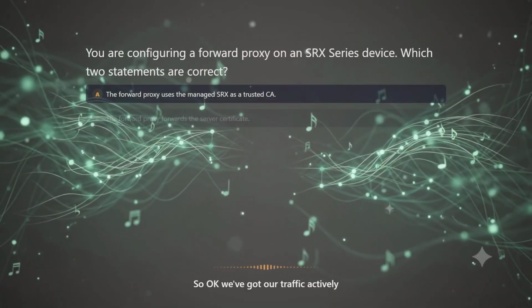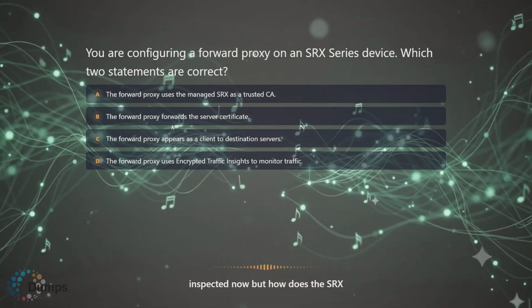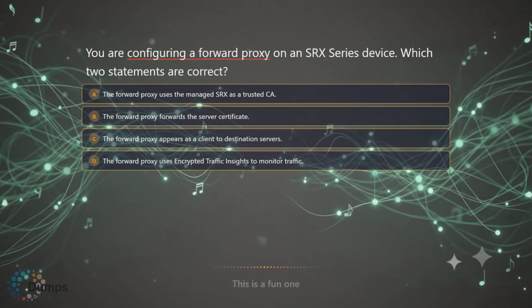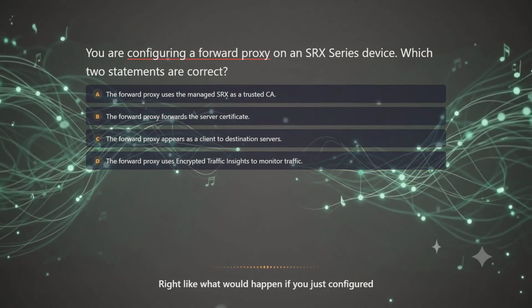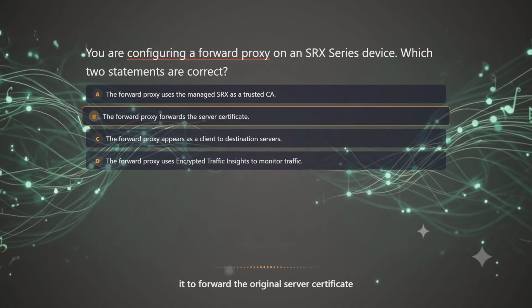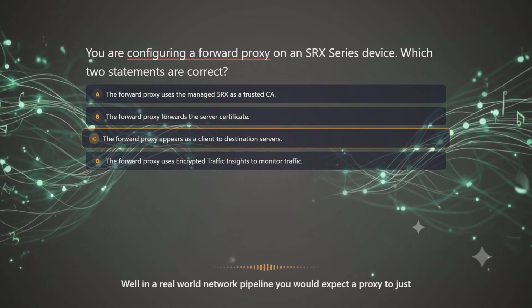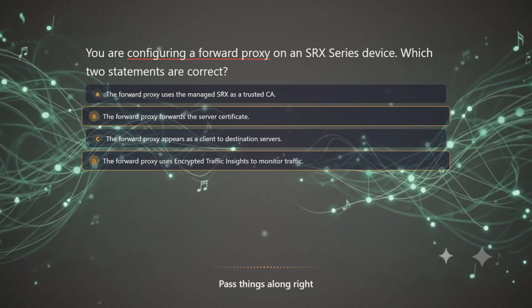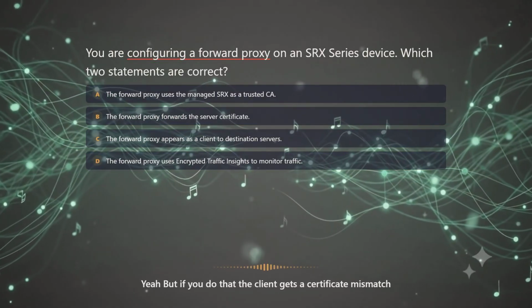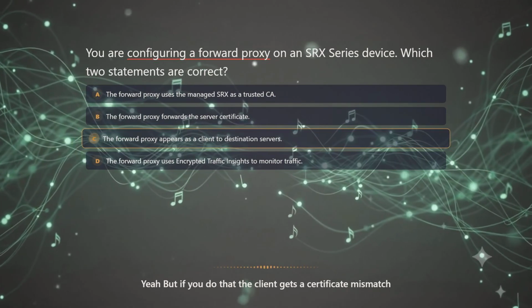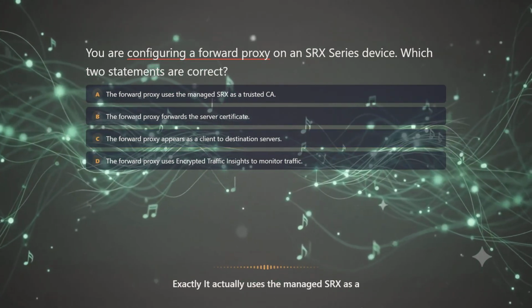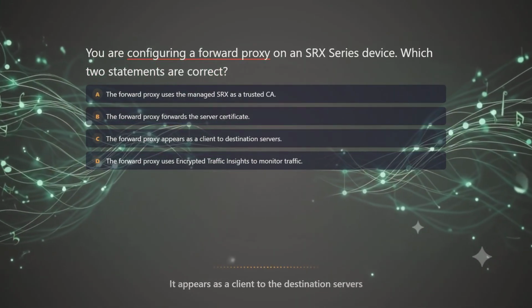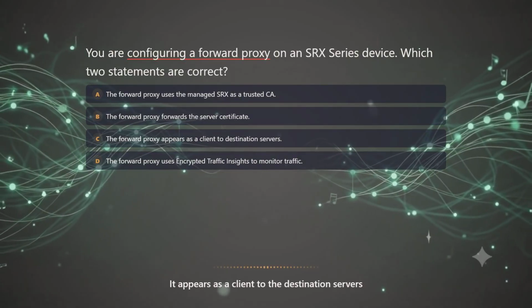So, okay, we've got our traffic actively inspected now, but how does the SRX handle external servers when you are configuring a forward proxy? This is a fun one. Right. What would happen if you just configured it to forward the original server certificate straight to the client? Well, in a real-world network pipeline, you would expect a proxy to just pass things along, right? That is what a lot of people guess on the exam. But if you do that, the client gets a certificate mismatch. Exactly. It actually uses the SRX as a Trusted Certificate Authority, or CA, and it appears as a client to the destination servers.